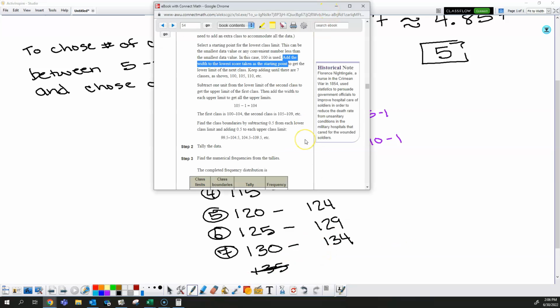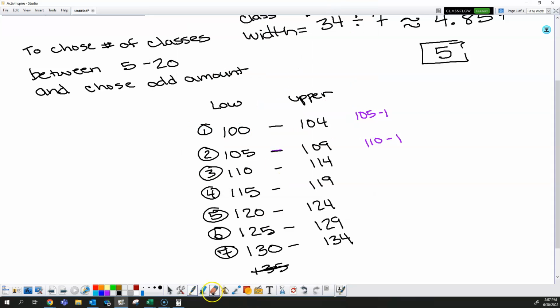We have found the class limits, but we need the class boundaries. The boundaries are easy enough. For the lower limit, we subtract 0.5 because we have whole numbers. For the upper class limit, we would add 0.5. So we are almost there. This is limits. We're now finding boundaries. So subtract 0.5 for our first one. We have 99.5, and that goes up to 104.5.